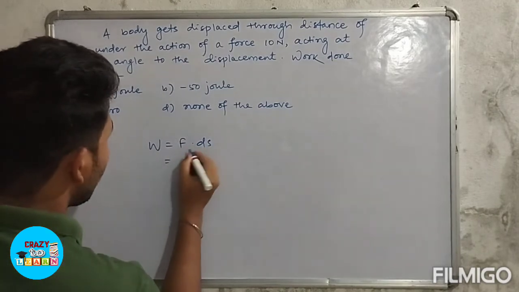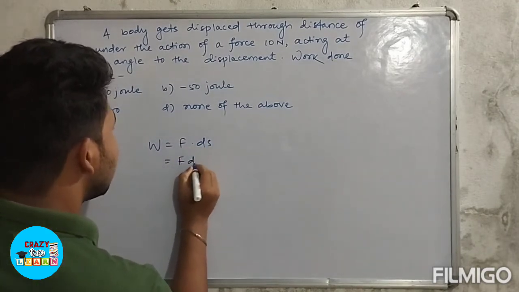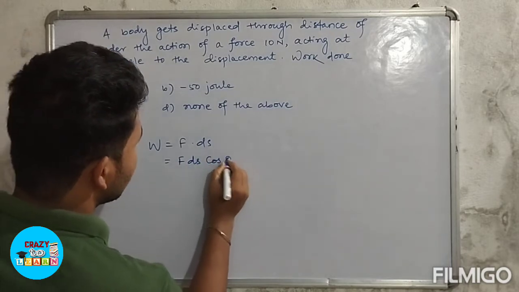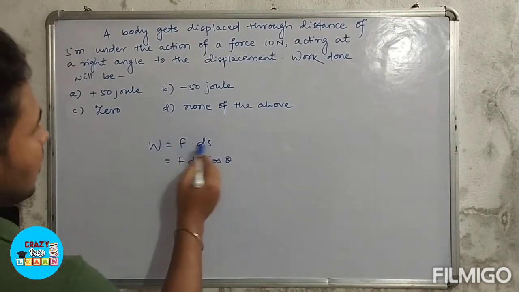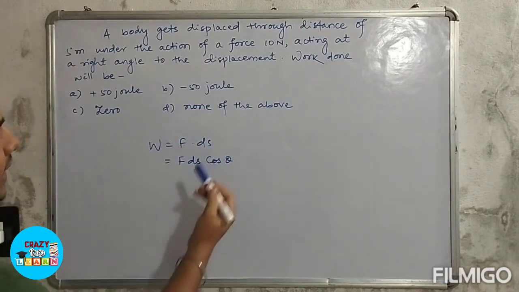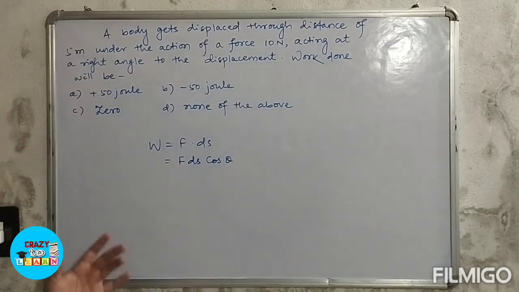When we open the dot product, we know it is F ds cos theta, where theta represents the angle between force and displacement. F dot ds is equal to F ds cos theta, where theta is the angle between the direction of force and the direction of displacement.